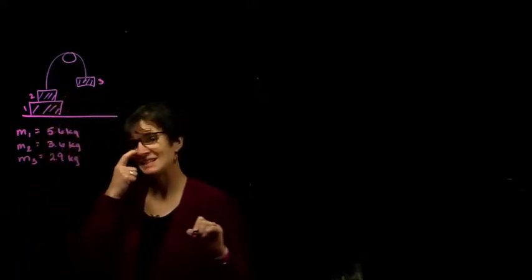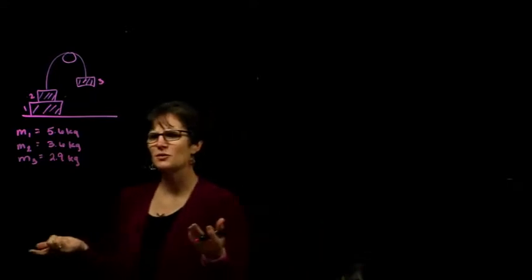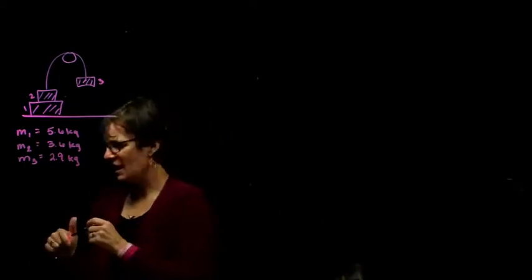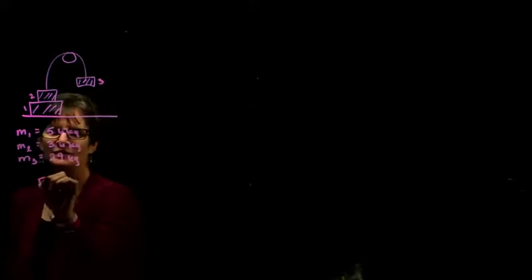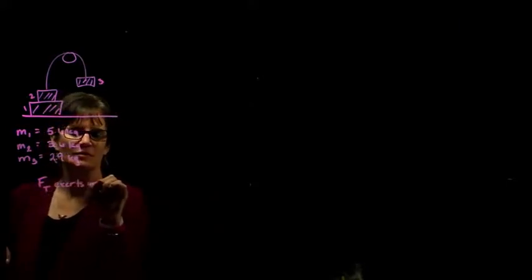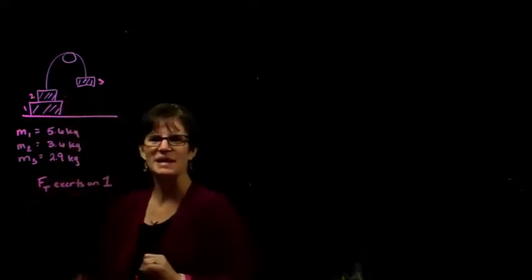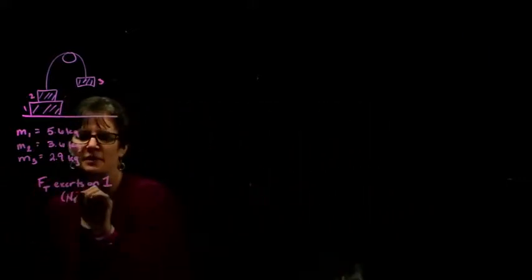So if this is in a state of equilibrium, so nothing is moving, what is the normal force on block 1? So what is the force that the table exerts on block 1? So the force the table exerts on block 1, the normal force on block 1.